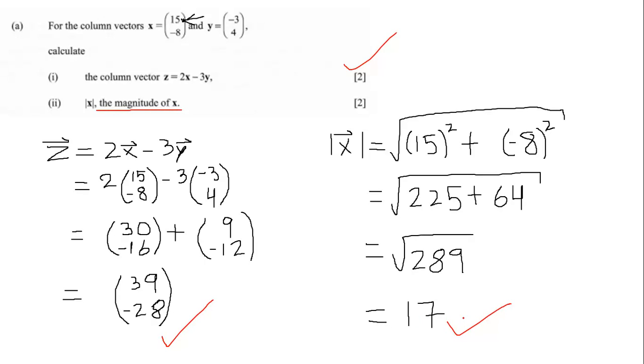When we say magnitude, we mean the size of x. If the vector x looks something like this, the magnitude of this vector is basically how long it is. We can clearly see which direction it's going, but how long is it? What is its size? That's what magnitude is.